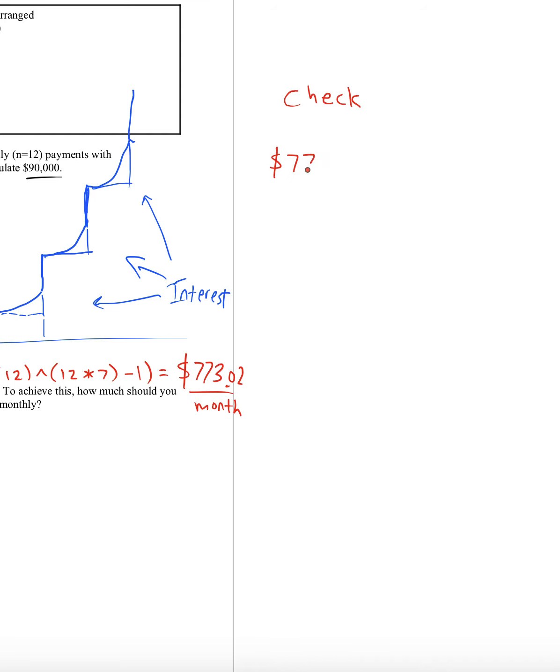Multiply the 773.02 times 7 years, and then times 12 months per year. And what do you get? $64,933.43 was paid in.